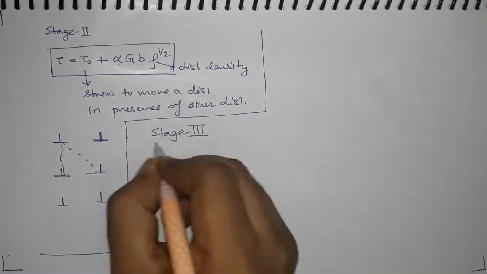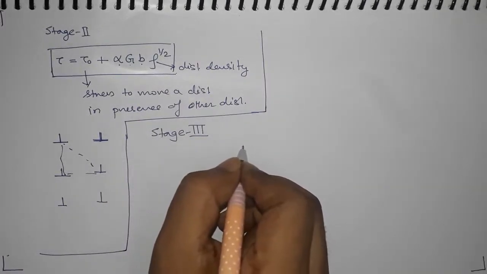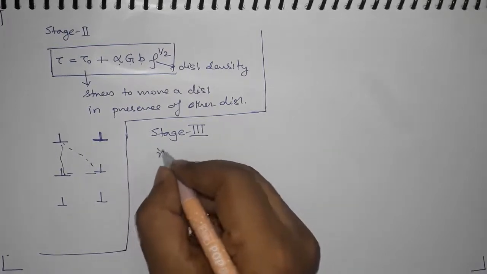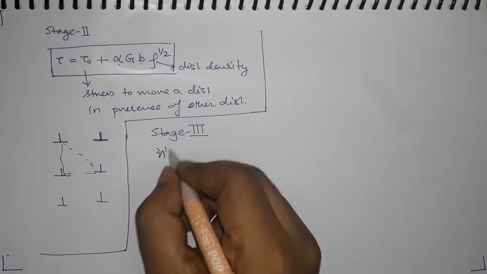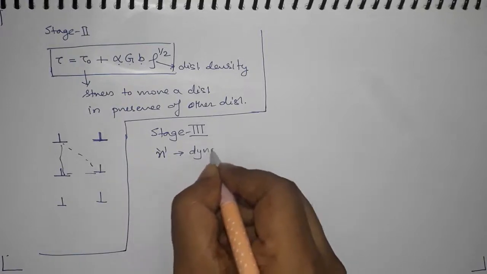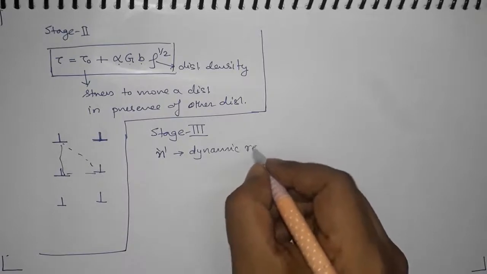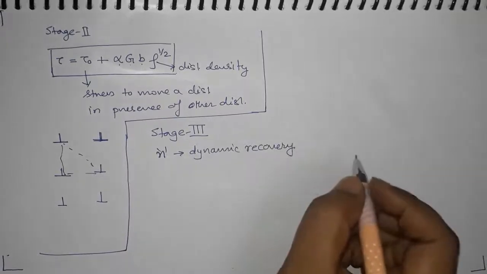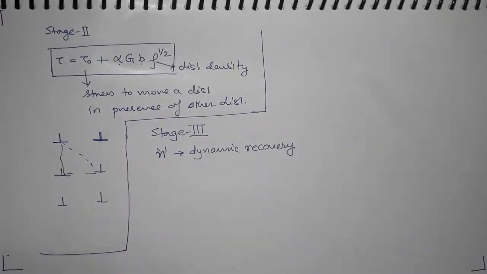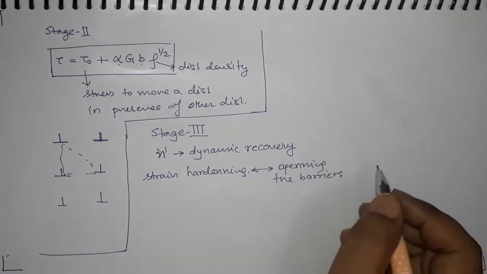In stage 3, you see the rate again decreases, but the strain hardening exponent is lowest in the third stage. And what happens here is called dynamic recovery. Dynamic recovery means that whatever was happening so far to harden the material is somehow getting countered by some mechanism. So something is generating softening in the material also, so overall it will be moving easily.